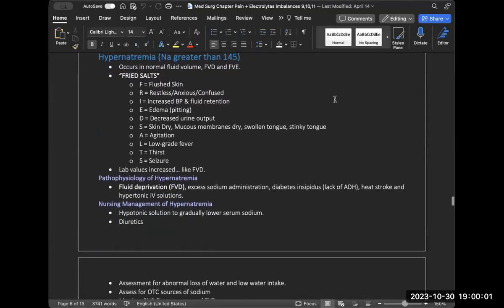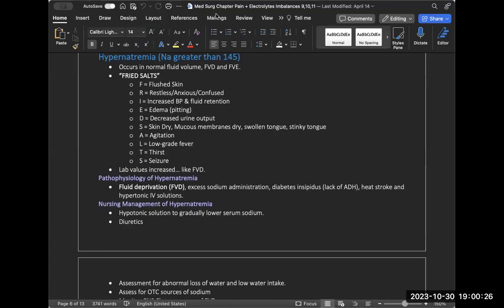Then we have hypernatremia. Hypernatremia means salt greater than 145. A mnemonic is fried salts: flushed skin, restlessness, increased blood pressure and fluid retention, edema, decreased urine output, skin dry, mucous membrane dry, swollen, sticky tongue, agitation, low-grade fever, thirst, seizures. You just heard me say a lot of that stuff. How am I going to memorize that?